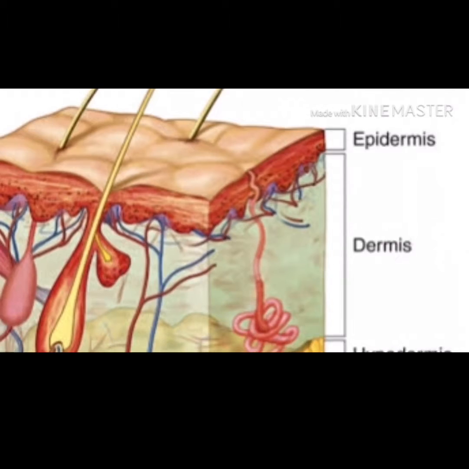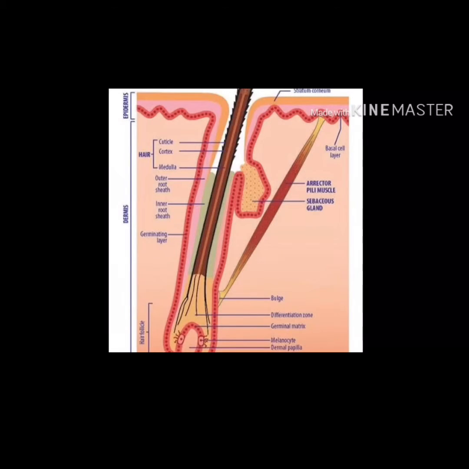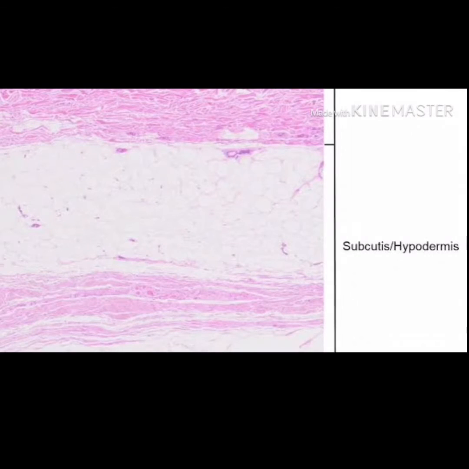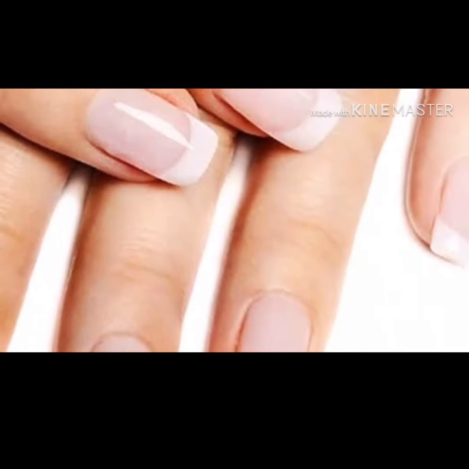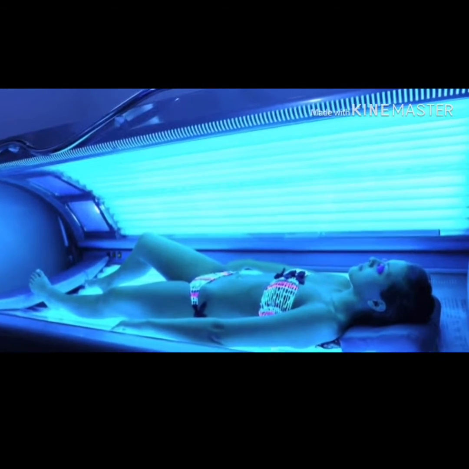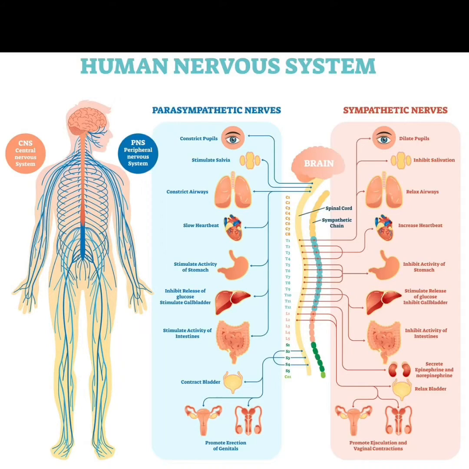The dermis is divided into papillary dermis and reticular dermis. Here is where we find the hair follicles and the sweat glands. The hypodermis is made of adipose tissue, and the other part of the integumentary system is the nails, which are made of hard keratin. Some of its diseases are acne and skin cancers, and some prevention measures for these are avoiding tanning beds, using sunscreen, and hydrating properly.